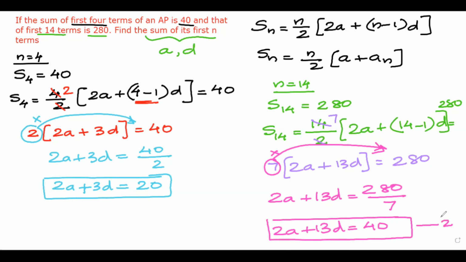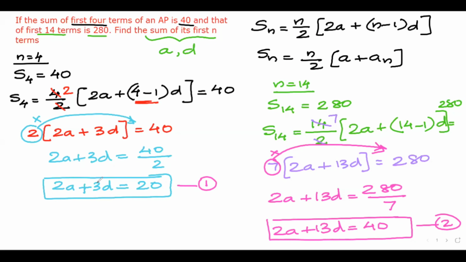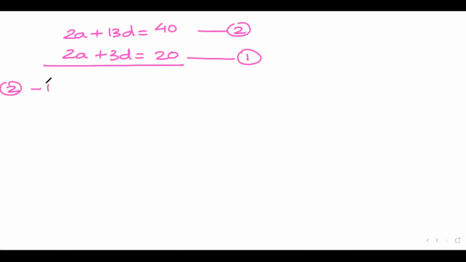Now we have two equations and two variables. We can solve them, right? By solving them, we will get the values of a and d. Let us take those equations to this side. We got 2a plus 13d is equal to 40. That is our second equation. And our first equation was 2a plus 3d is equal to 20. See, if we subtract these two, that is the first equation subtracted from the second, what will happen?